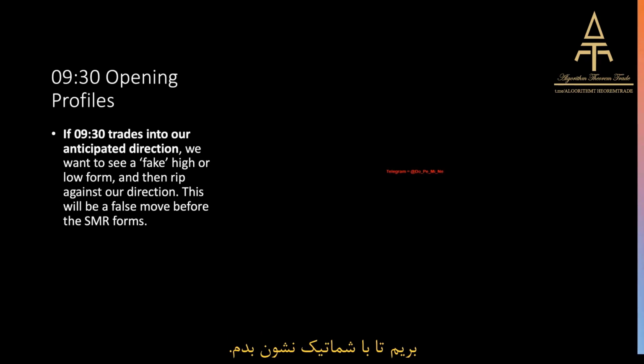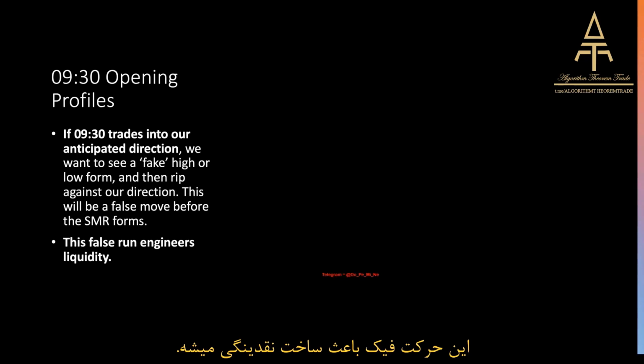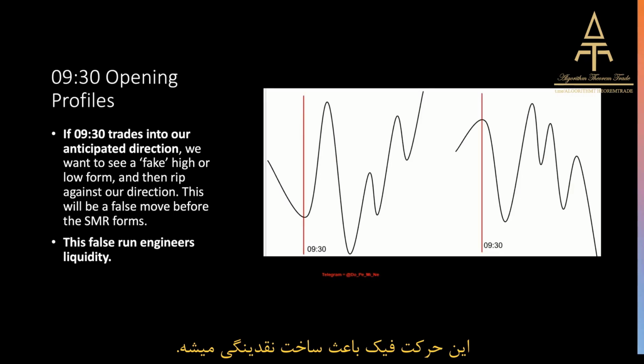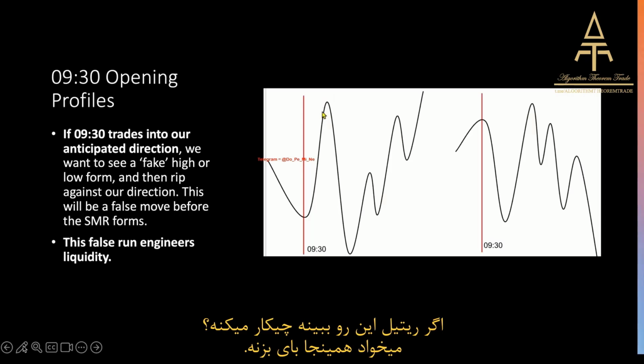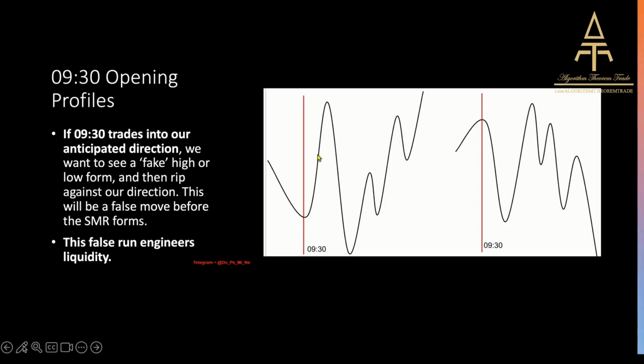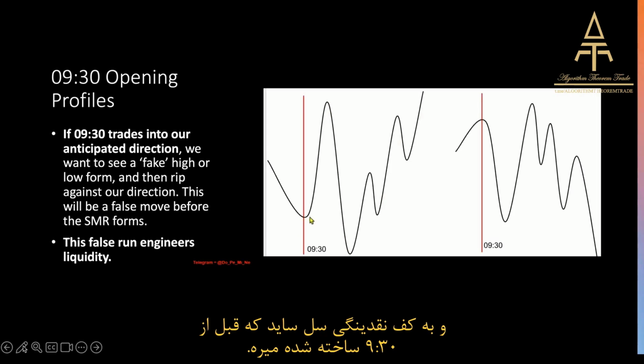Let me show you a schematic to explain what I mean by this description. This false run engineers liquidity again. What we see is the following. We are bullish on the marketplace. From 9:30 on, we see that the market rips higher and it forms a high. Again, what does every retail minded trader think when they see that? They want to buy that market. And what occurs afterwards is that sell side delivery occurs and the market gets repriced below the sell side liquidity that was engineered from the 9:30 opening.